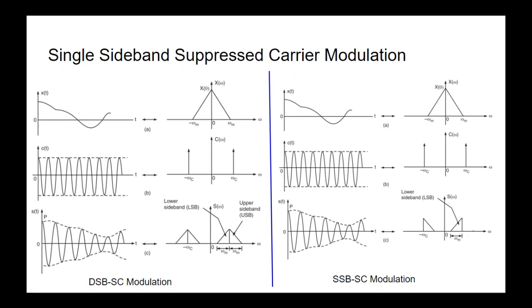The left hand side figure shows the time domain and frequency domain of double sideband suppressed carrier modulation, and the right hand side figure shows the time domain and frequency domain of single sideband suppressed carrier modulation. In the left hand side figure C, you will find there are two sidebands. One is the upper sideband and the other one is the lower sideband.